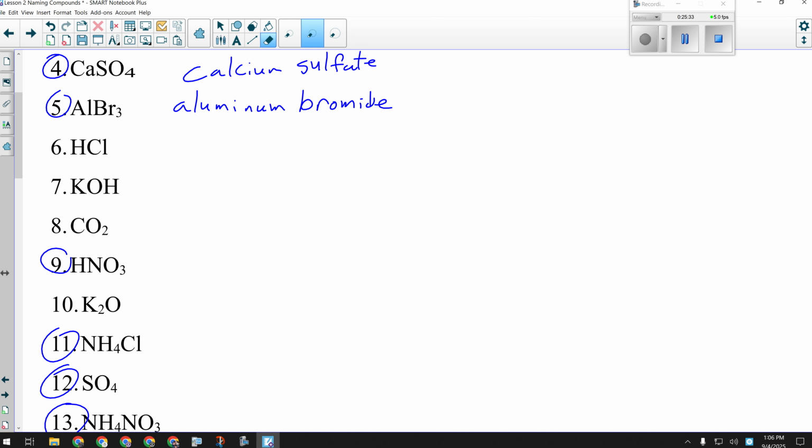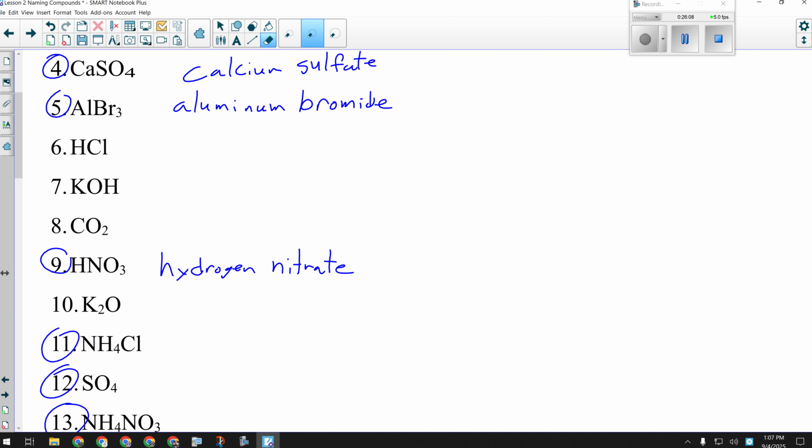Number 9. This one can sometimes be tricky. Ionic or molecular? Ionic. How do we know hydrogen's acting as a metal? It's first, right? Anytime it's first, it's behaving as a metal. Plus, it's in with a polyatomic ion. All right, so write the name of the metal, hydrogen. Write the name of the non-metal, nitrate. Okay, do I need any Roman numerals? No.